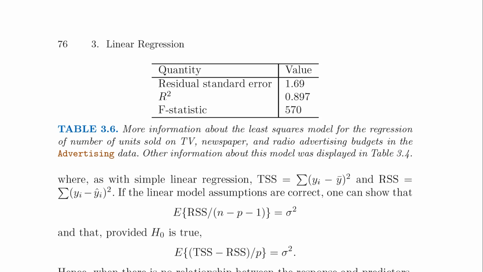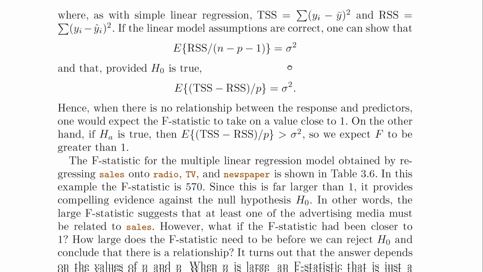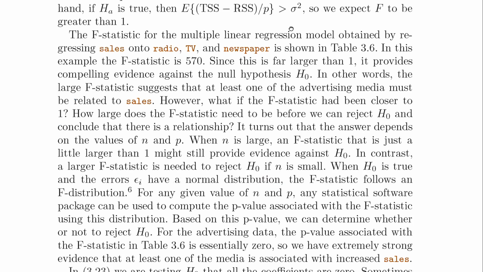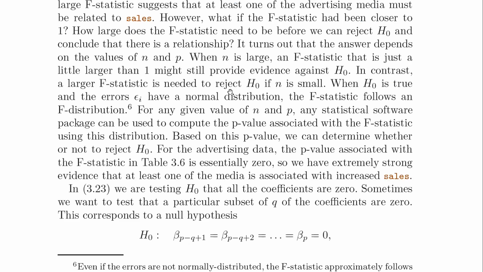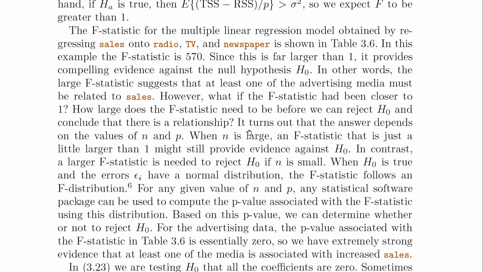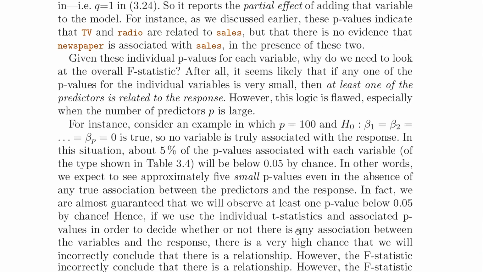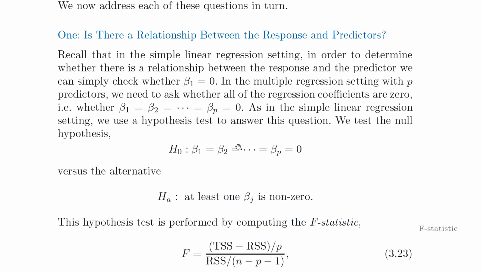And it would just so happen that in this specific case, with our 200 observations, the book concludes, I don't think it gives any hard data, but the book concludes that this F-statistic is far larger than 1, providing compelling evidence against the null hypothesis H0. H0 is where we would conclude that there is no relationship between the response Y and any of the predictor variables.